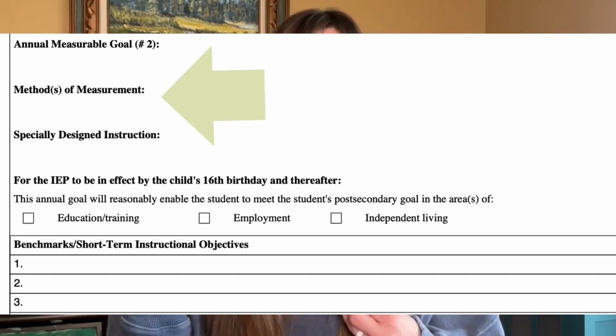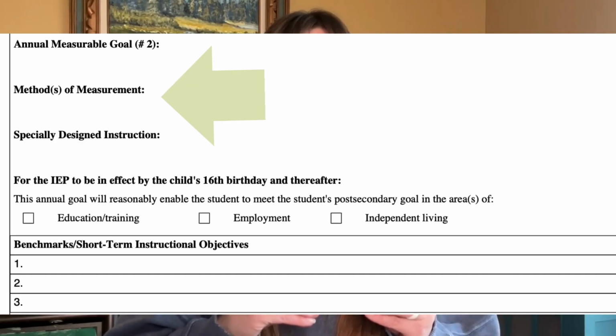In this area, it's also going to say something like method of measurement. And this is for the grown-ups. This is going to say how measurement on the progress of that annual goal or those short-term objectives and benchmarks is going to be collected. It's going to say things like anecdotal records, checklist, behavioral observations. It's going to tell you how the grown-ups in the scenario are going to collect data in order to determine if the child is meeting those goals or not.